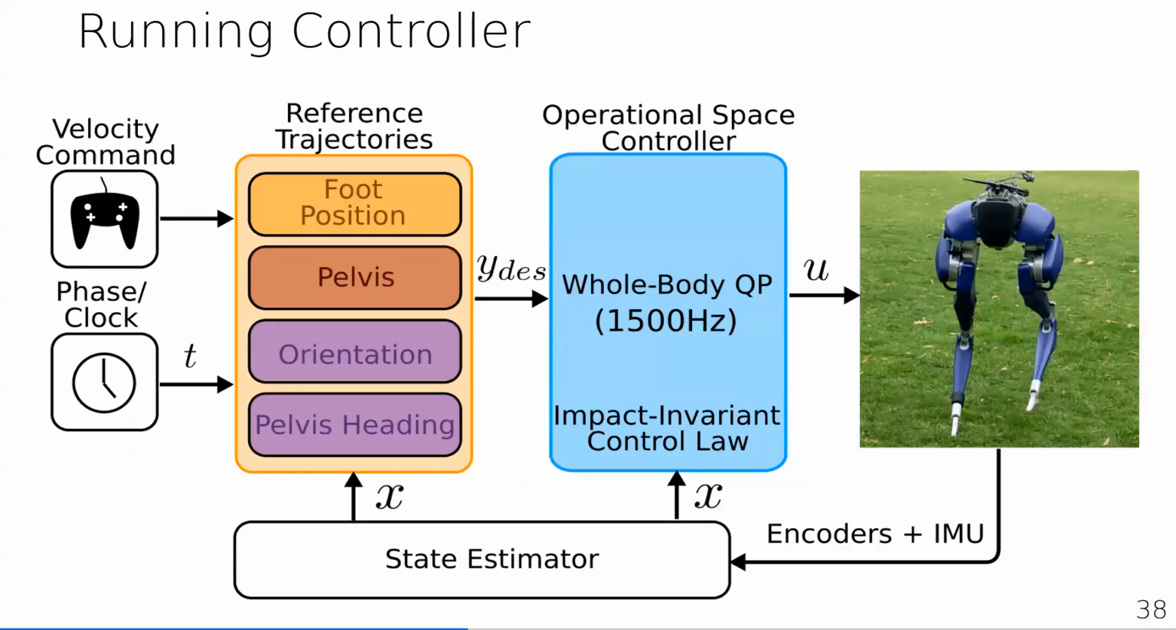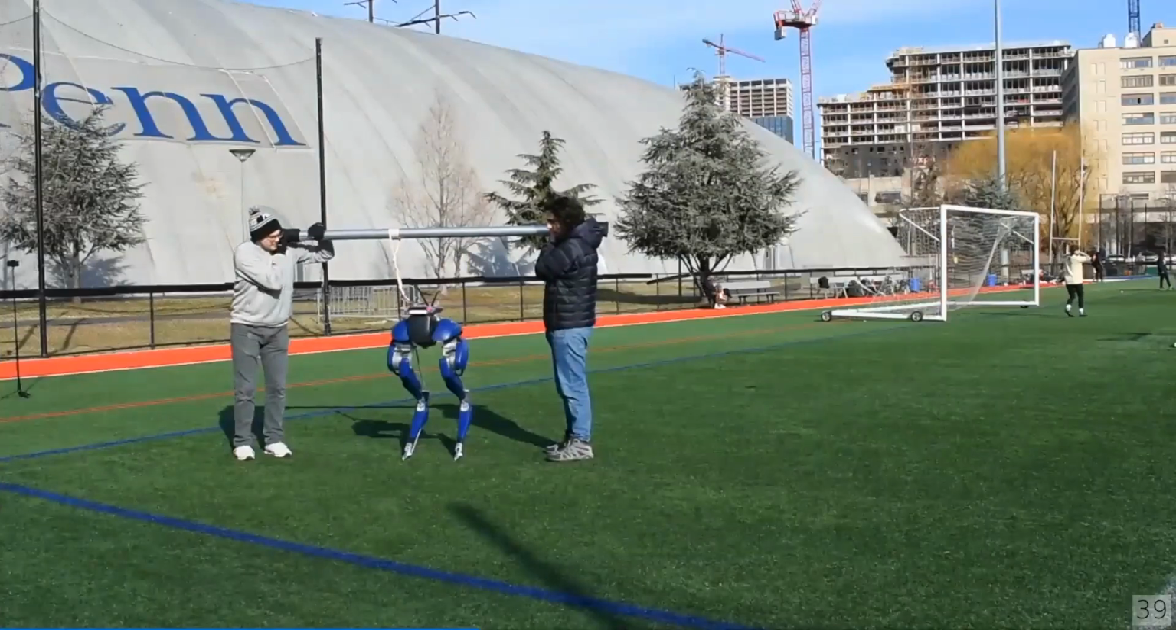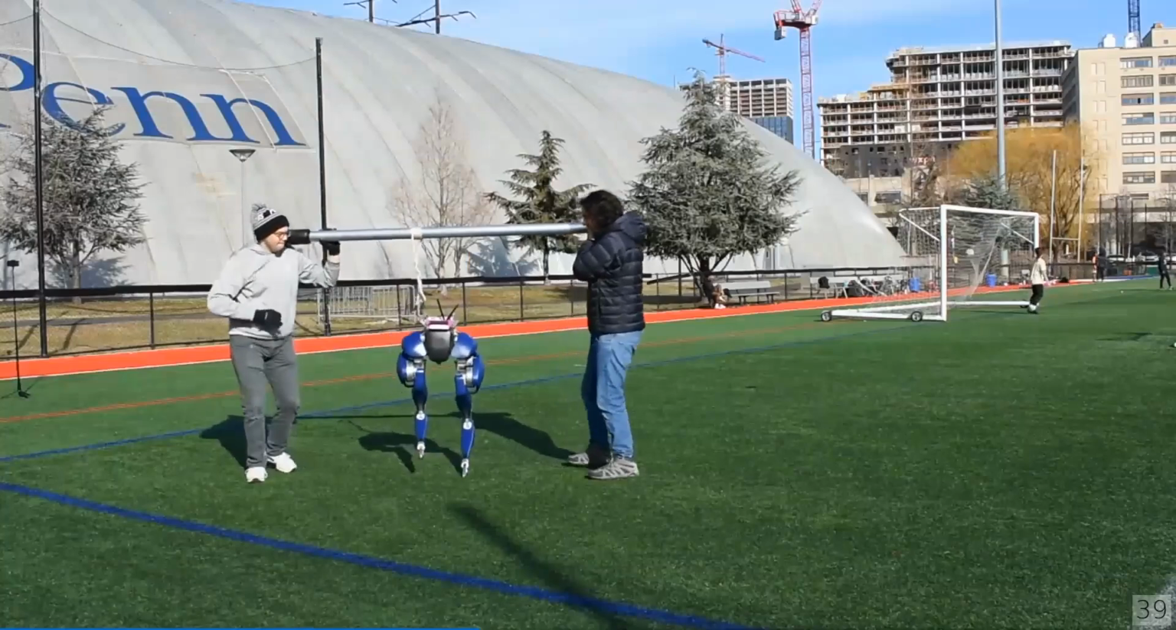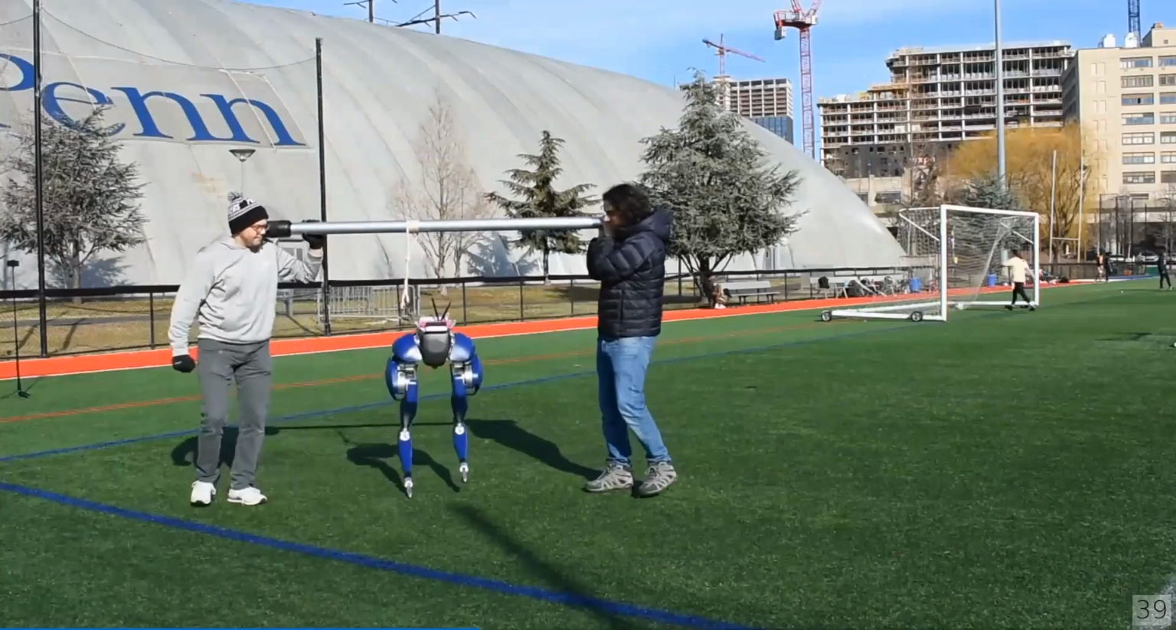And we feed this to operational space control. And the operator commands are sent here, which can command both forward and backward, as well as turning. And what this clock does is it specifies a nominal stepping frequency. We validate our controller outside on the turf fields to show that we can run forward and turn.